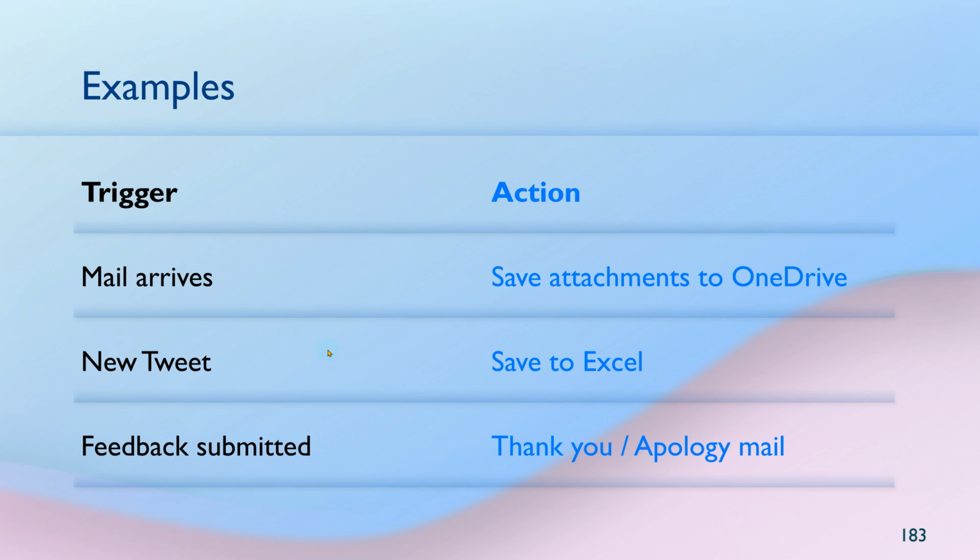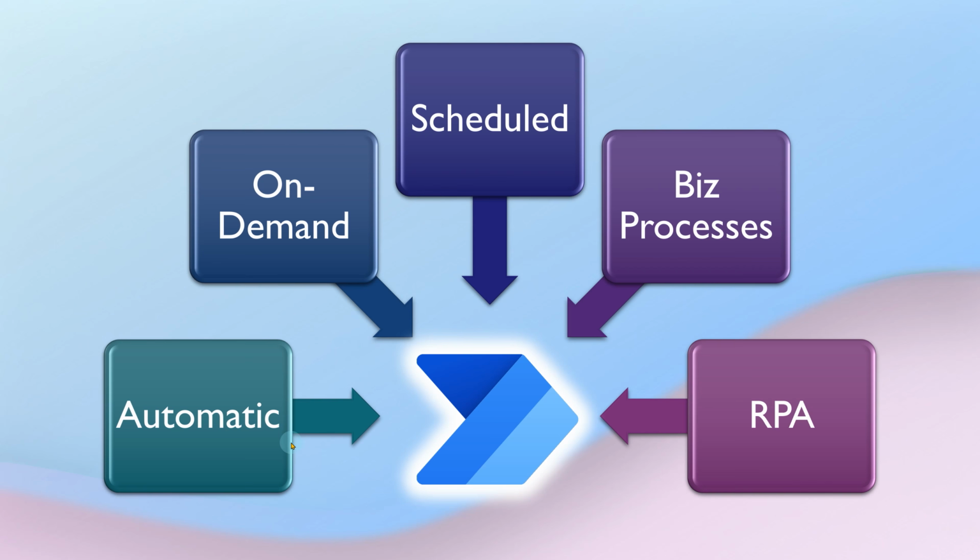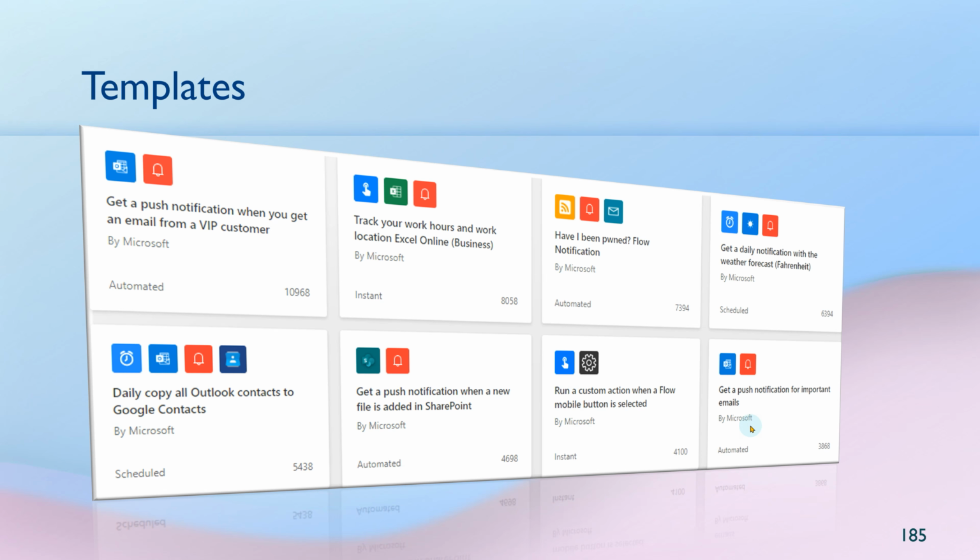So like that, it can automate stuff. It can be based on a trigger, or you can be the trigger. You say push this button and this will happen. Or you can say it should do something every day at 8:30. And of course there is an RPA module also, which is the desktop version, which is also free.